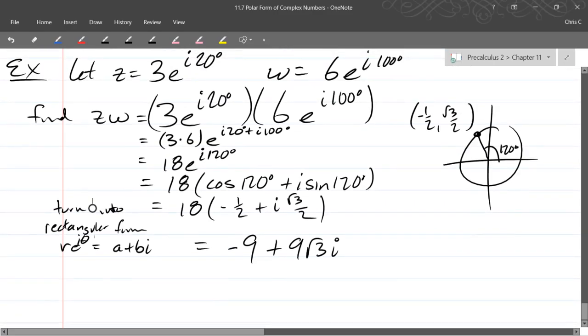So any questions on that? I redrew the unit circle there, so I can see 120 degrees pretty easily. It's 30 past 90. That's how I thought of it, or the next stop after 90 degrees, or pi over 2. And just substitute those values in. Make sure you keep your i there. If you don't have your i, you're just going to be adding together two numbers. That's not the right thing to do.